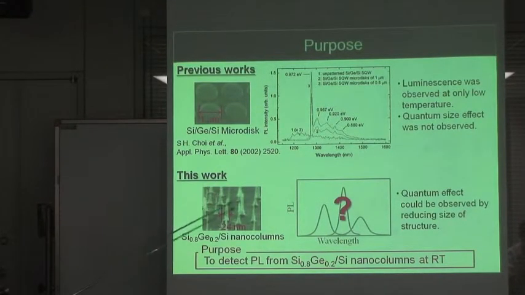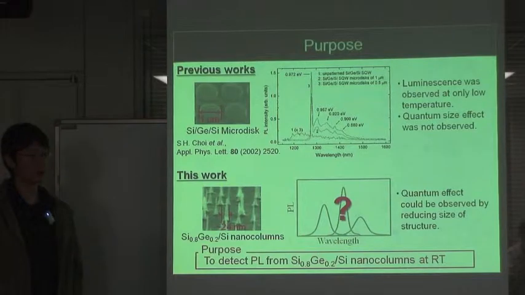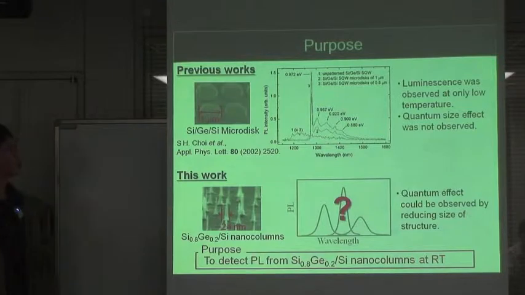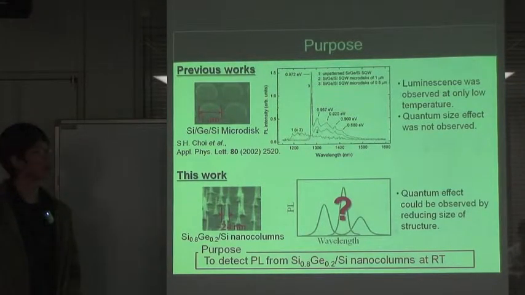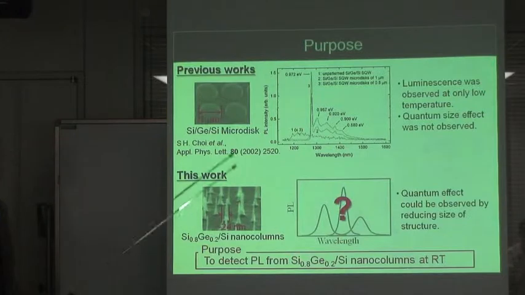In previous works, the optical properties of the silicon germanium silicon quantum well were reported by many researchers. But the optical properties of samples etched from a silicon germanium silicon quantum well were reported only in a few. In this report, they investigate the photoluminescence of this silicon germanium silicon micro disk etched from a silicon germanium silicon quantum well.